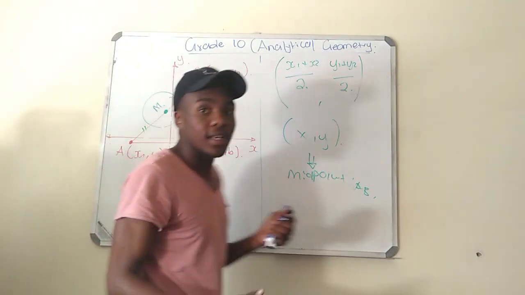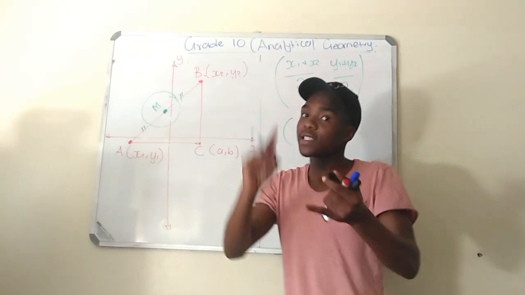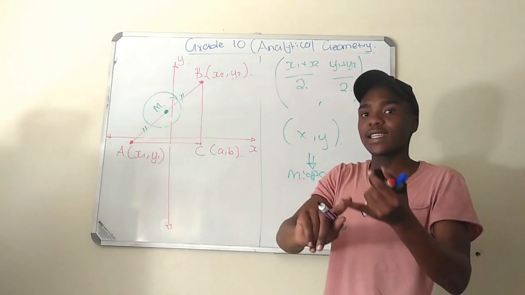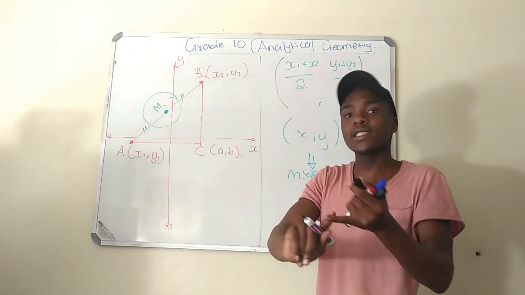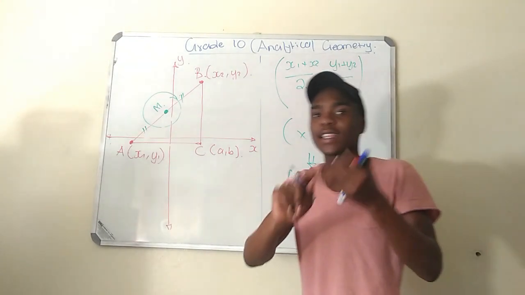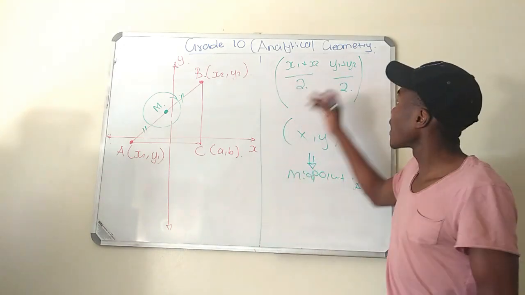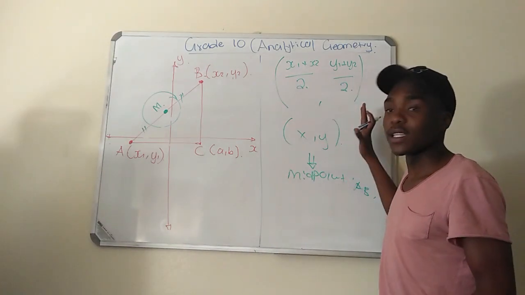So let's recap what we have seen so far: the length or the distance of a line, or the distance between two points, the gradient, and the midpoint of a line.